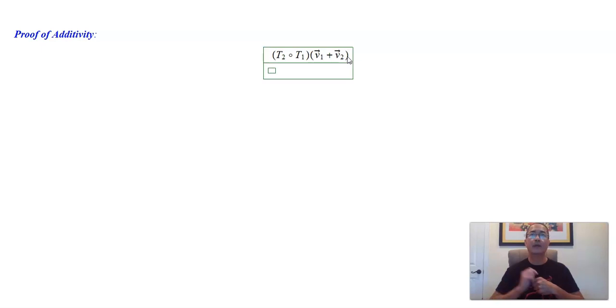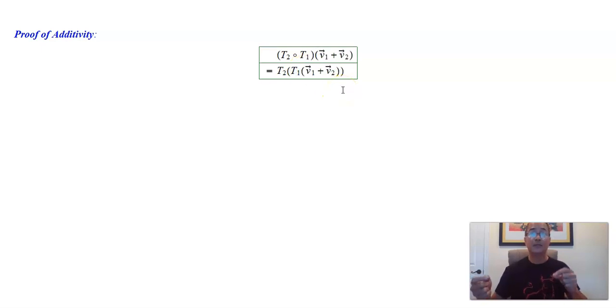Okay, so how are we going to do this? Start with the definition. It says that we input v1 and v2 into t1, and then we input the whole thing into t2. So we have t2, the outer function, and then we have t1, the inner function, and we input v1 plus v2 into t1. Whatever answer we get there will be input into t2, which will give us the final output.